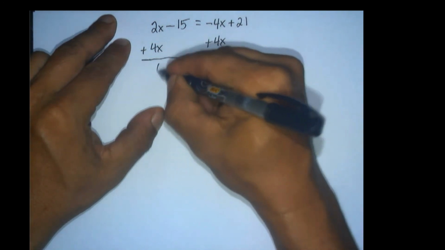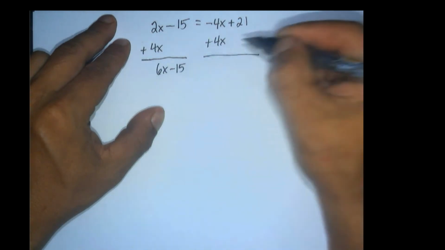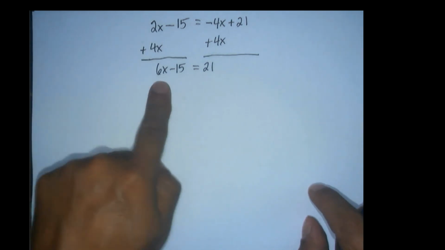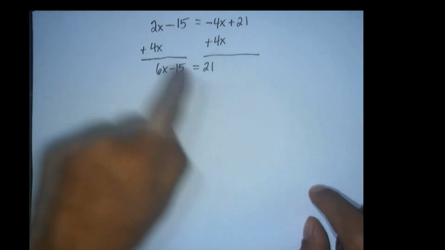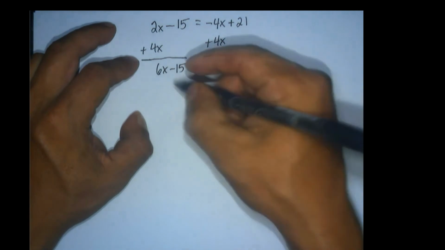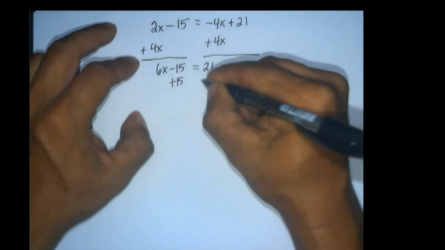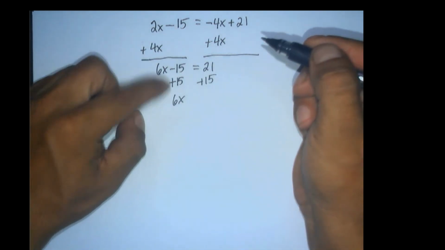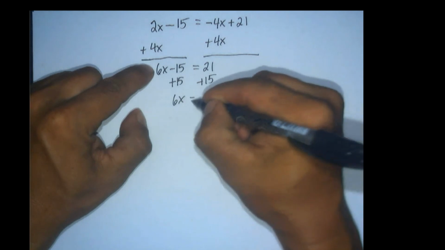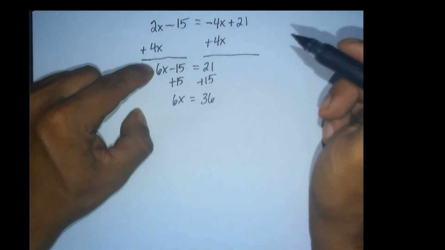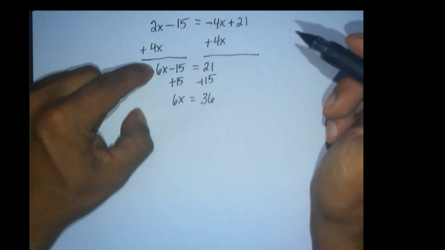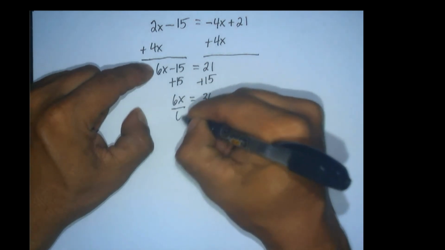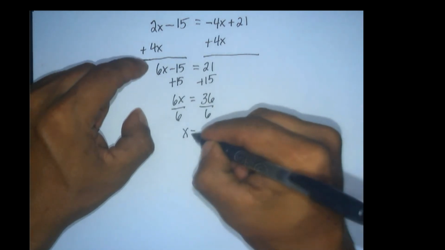So now we're going to have 6x minus 15 is equal to 21. Now, I want to isolate this because I can't simplify anything. So I'm going to add 15 to both sides. And 15 minus 15 is 0, leaves me with 6x is equal to 36. Now what do I do? Divide by 6. And you get x equals 6.